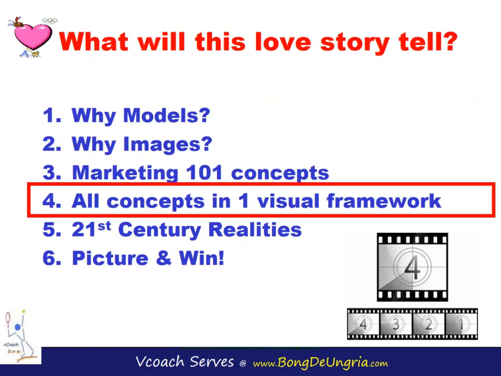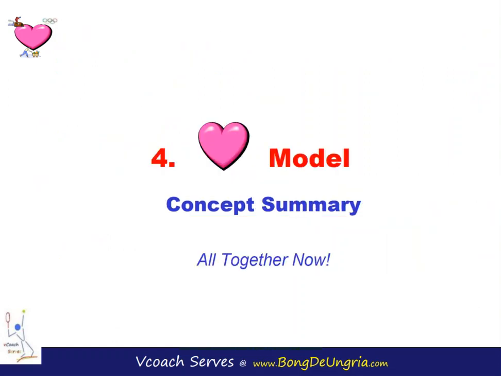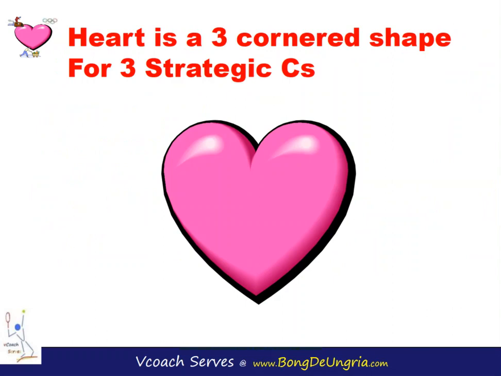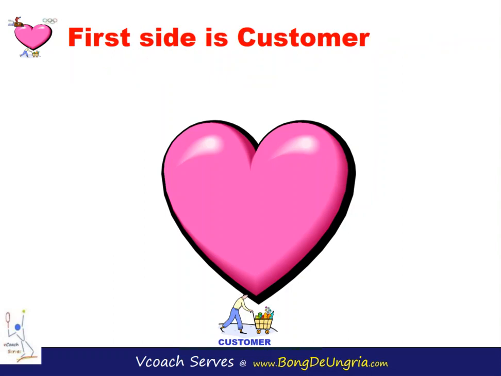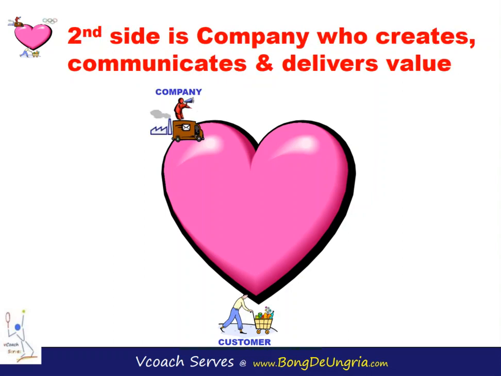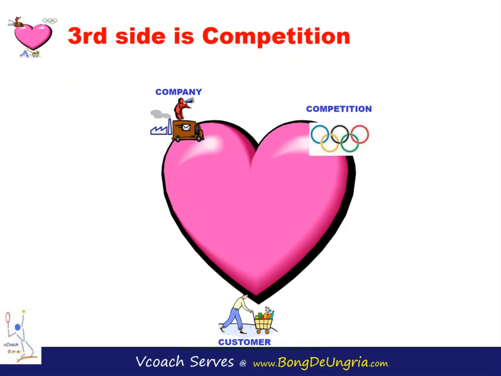So now we look at all the concepts we discussed in one visual framework. Altogether now, the I Love Marketing model is easily remembered because at the center is the heart. And we said there are three strategic C's. The first C is the customer, the second C is the company, and the company creates, communicates, and delivers value. And the third C is competition. So there are always three sides to every consideration, represented by the three C's.